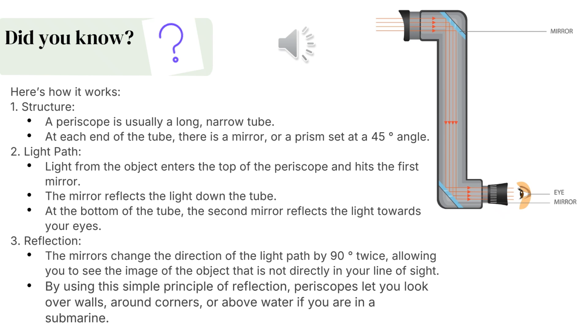By using this simple principle of reflection, periscopes let you look over walls, around corners, or above water if you are in a submarine.